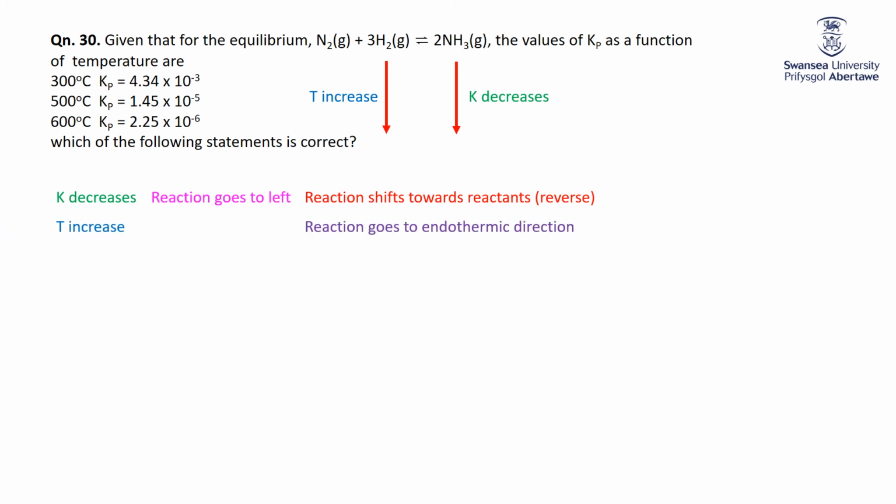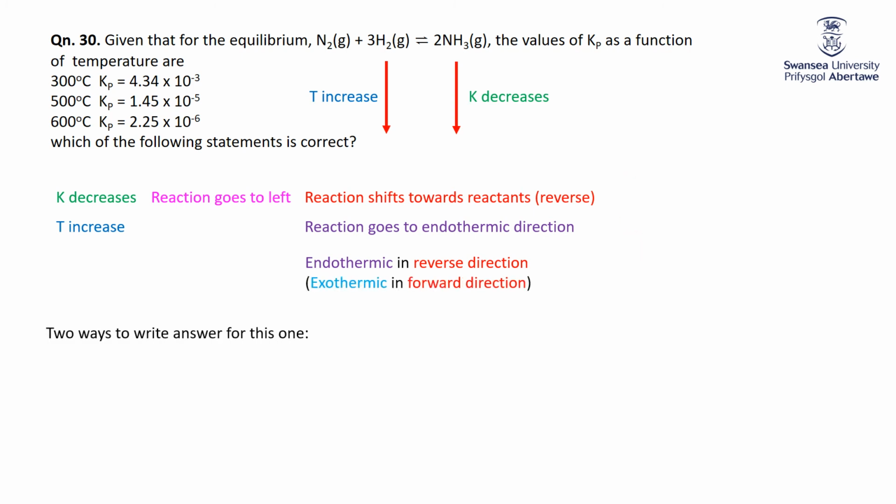So increase the temperature, and for any reaction the reaction goes in the endothermic direction. Thus, in this particular reaction, increase the temperature, the reaction goes to the left. Thus, endothermic is to the left, the reverse reaction. Exothermic is the forward reaction. So the possible answers there, right?